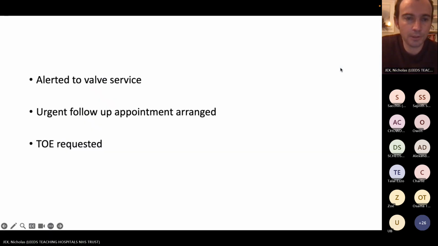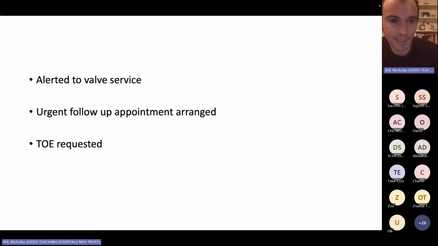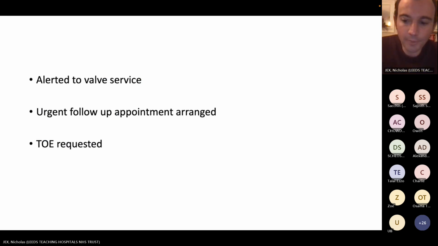So because obviously the patient was symptomatic, the gradients have gone up significantly, the sonographer alerted the valve service to this patient, and an urgent follow-up appointment was arranged, and a TOE was also requested based on that echo.